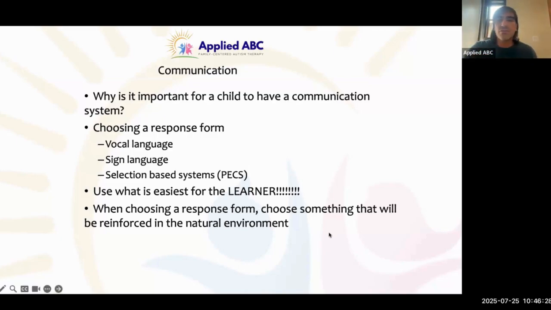When choosing a response form, choose something that will be reinforced in the natural environment. That's the other thing. Not everyone speaks sign language. Kids don't always have access to their textbook or their device, although if you do have a child who has a textbook or device and that's how they communicate, make sure they have it with them at all times. I had a professor who called it walking around without one's tongue. So it's really important, if that is the communication system you're working with, for them to have access to it.